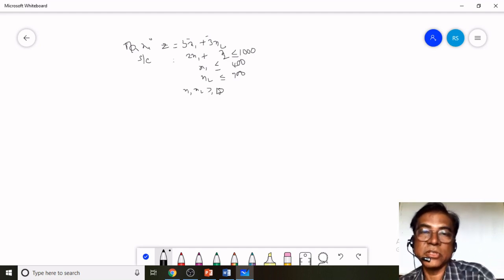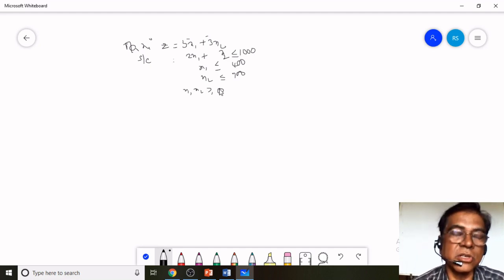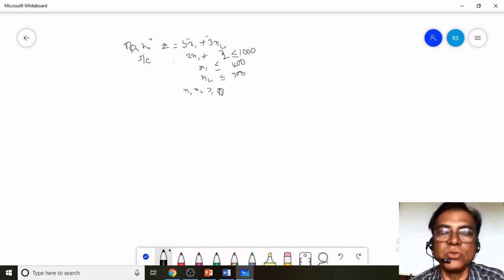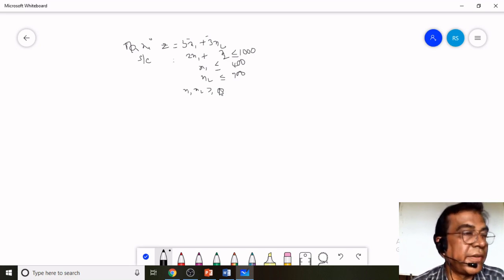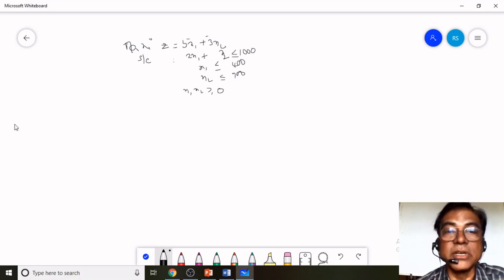So what is the difference between the previous and this question? In the previous question, the second equation had x2 values, but here in the second equation we don't have x2. In the third equation we don't have the x1 value. Now how to solve the equation? First calculate the x1, x2 values. Take the first equation: 2x1 plus x2 equal to 1000.